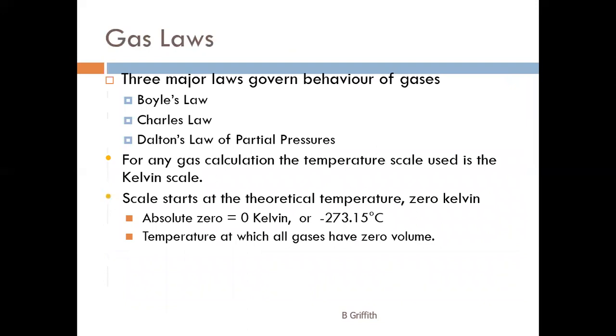There are three major laws that govern the behavior of gases: Boyle's law, Charles' law, and Dalton's law of partial pressures. I believe Ms. Smart would already have introduced you to Dalton's law of partial pressures. It is in your textbook in this chapter as well. We're making the assumption that absolute zero is 0 Kelvin, or negative 273.15 degrees Celsius, the temperature at which our gases have zero volume. This is very important because it comes back to our point mass, where the volume of the molecule is negligible compared to the volume of the gas.